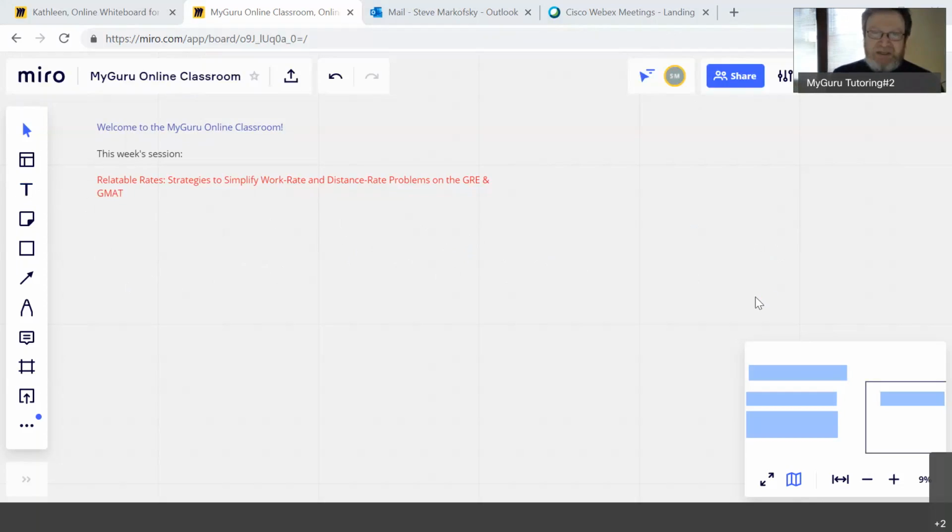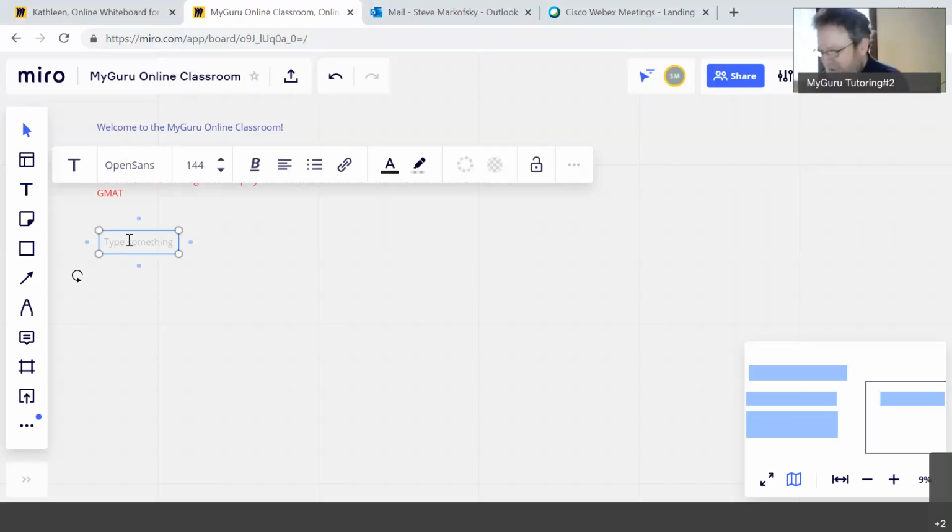So we're talking about rates on the GRE and GMAT, and what makes them difficult is that they're very core concepts, but they're not always easy to spot. So essentially, the core idea behind any kind of rate question is work, time, well, let's start with here. Rate times time equals your total, whatever your total is.